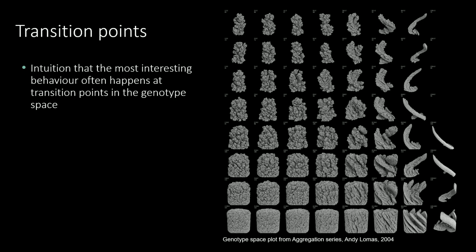This method of dense sampling of the space of possibilities and plotting the results worked for the aggregation series, where there are typically only 2 or 3 parameters to vary, but doesn't work well with higher numbers of dimensions, such as the 12 parameters in the genotype for the cellular forms.